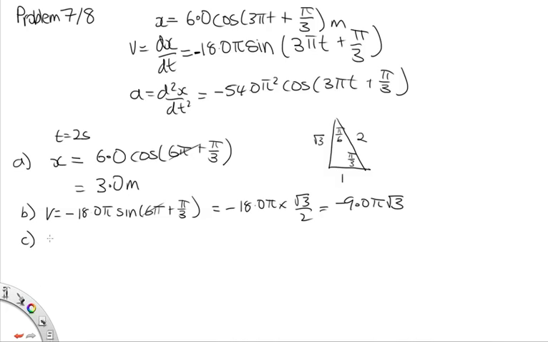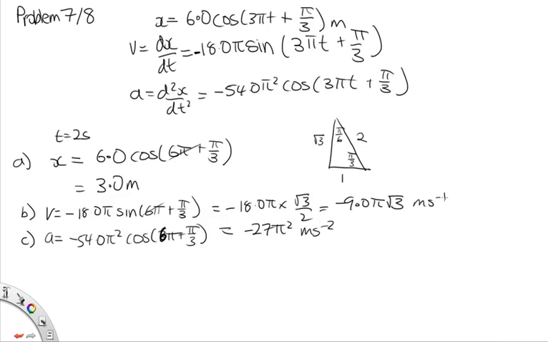Part C says, what's the acceleration? Okay, so substituting into this formula, we've got minus 54.0 pi squared cos(3 pi t), so that's 6 pi plus pi on 3. And now we've said that cos of this is a half, so a half of 54 is 27. So this is minus 27 pi squared, and that's meters per second squared.